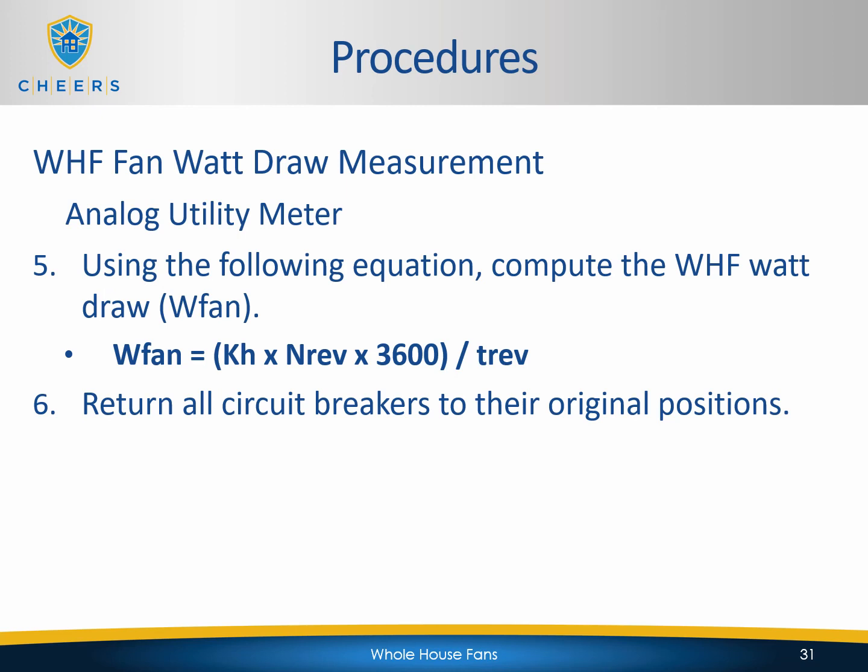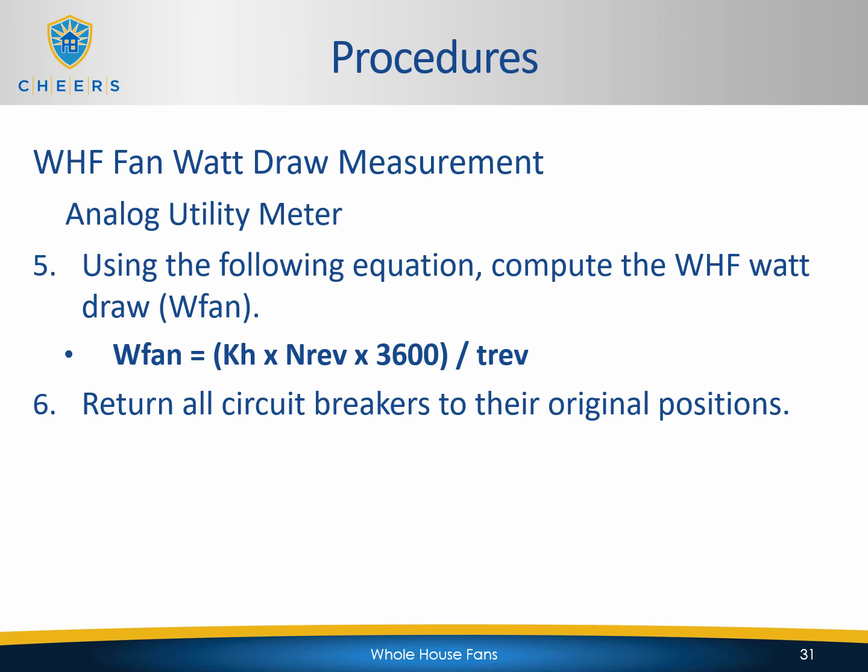So this is the equation that we're going to use to compute the whole house fan watt draw reading. We're going to take the KH factor, which is on the very front of the utility meter, where there's a bunch of text, and you're going to find the KH value. You're going to take that KH number, multiply it by the number of full revolutions, and then multiply that by 3,600.